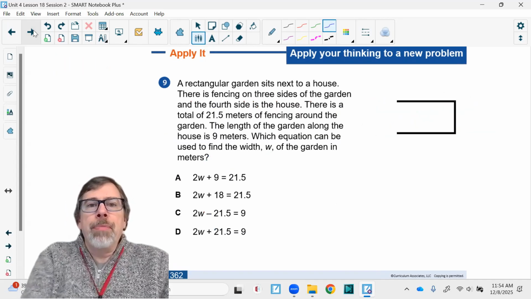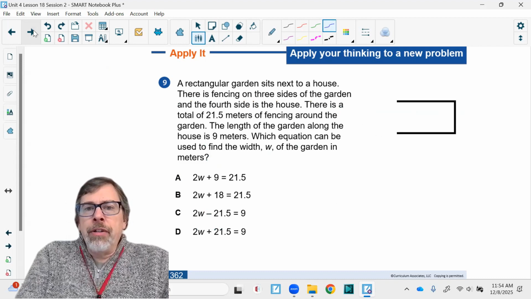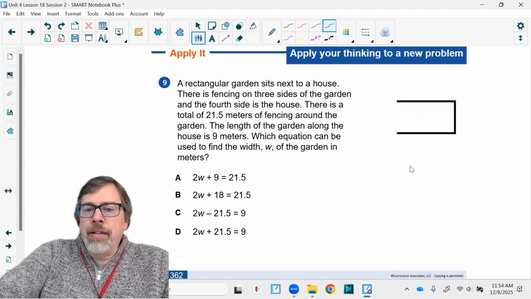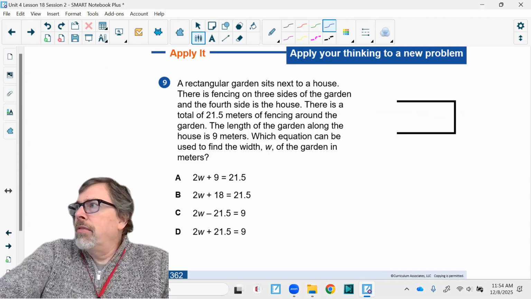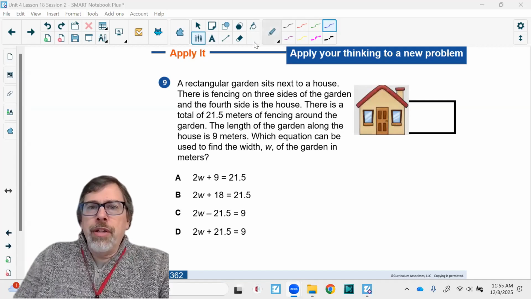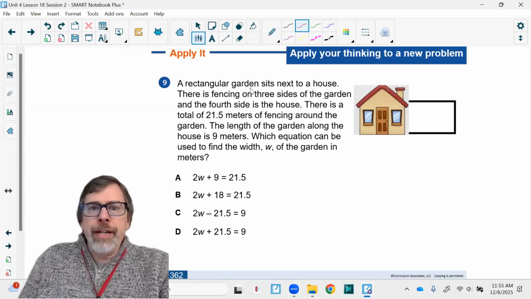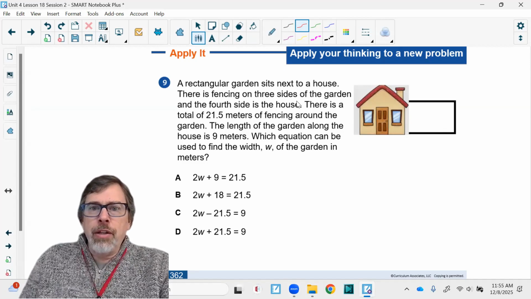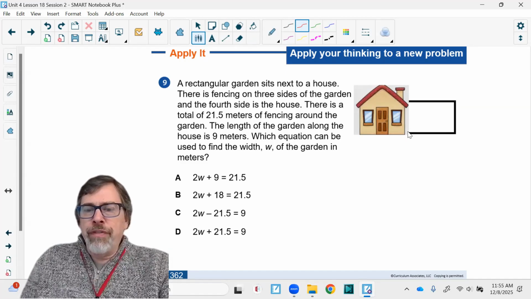Okay, next problem. A rectangular garden sits next to a house. So let me get a house. This is what I did in class, so just give me a second. Okay, so I drew this diagram. It's always a good idea to draw a picture of something. A rectangular garden sits next to a house. There it is. There's your rectangular garden sitting next to this house. There is fencing on 3 sides of the garden. Obviously, you don't need a fence if it's up against the house, right? Your last side is the width of the house.